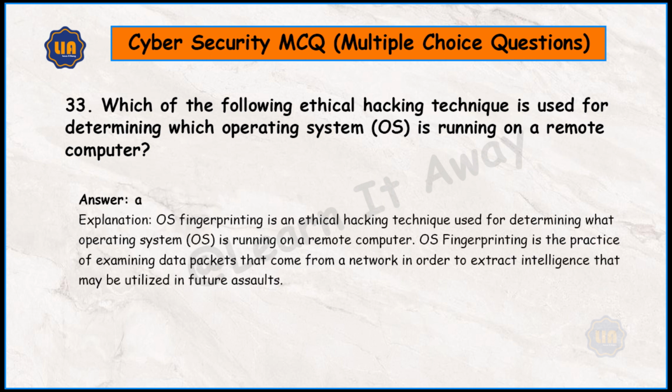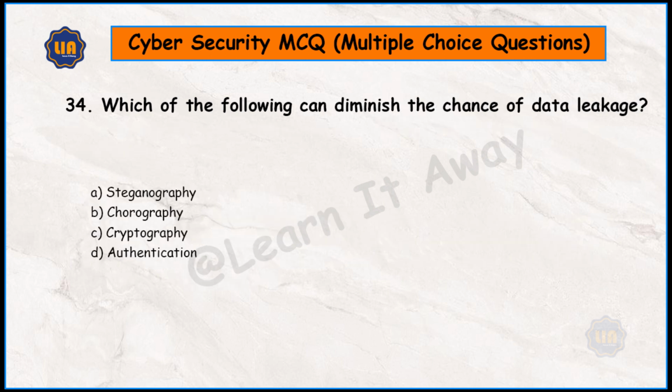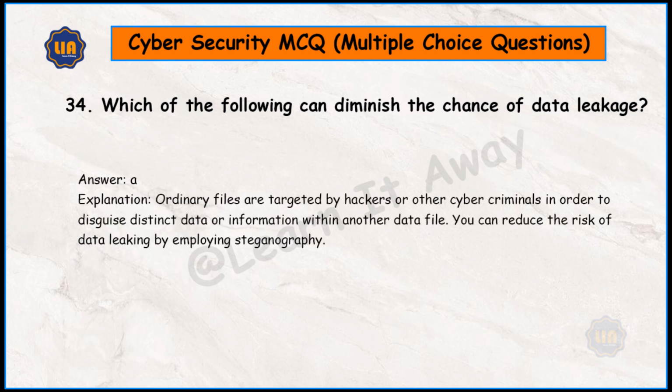Answer. A. 34. Which of the following can diminish the chance of data leakage? A. Steganography. B. Cryptography. C. Cryptography. D. Authentication. Answer. A.